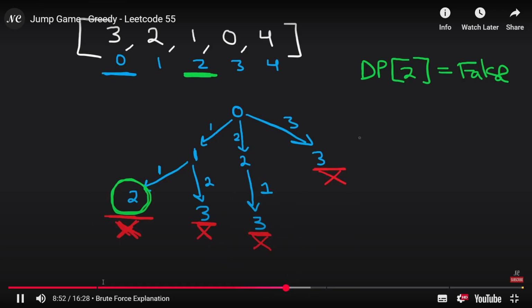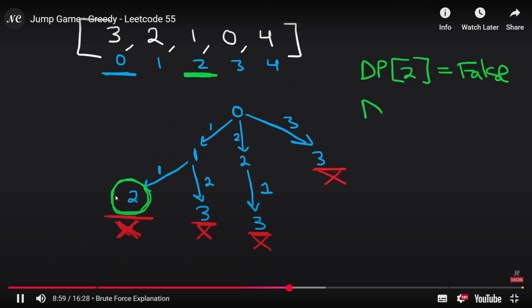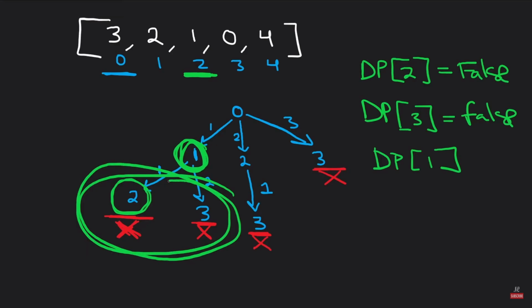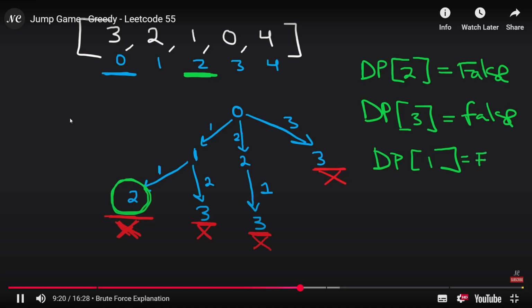And what you might have noticed by now is none of these paths can reach the end. So if we were doing the DP solution or a cache solution, we'd say DP of 3 is also false, and DP of 2 is false. Because take a look at this 1. This tells us we're at index 1. Both of the paths lead to 2 and 3, and those are also false. So DP of 1 is also going to be false.